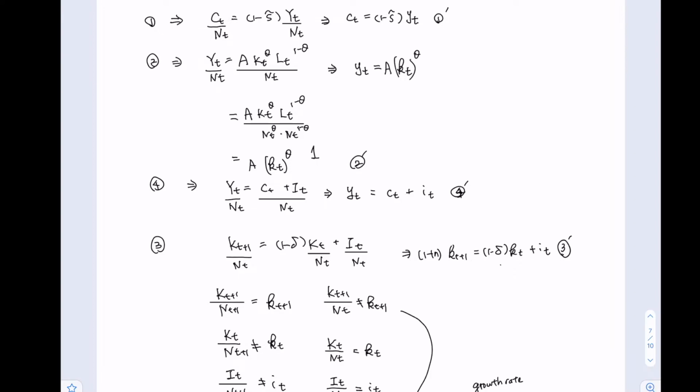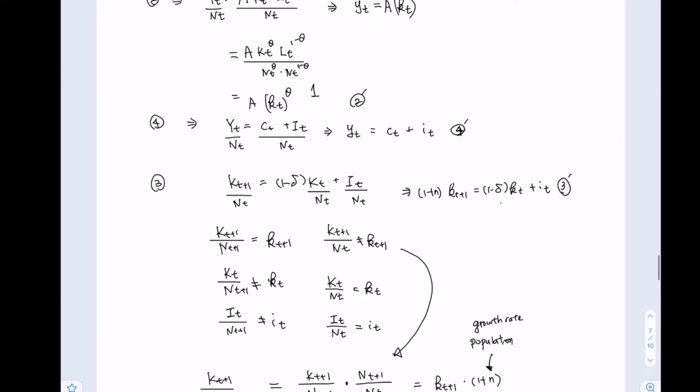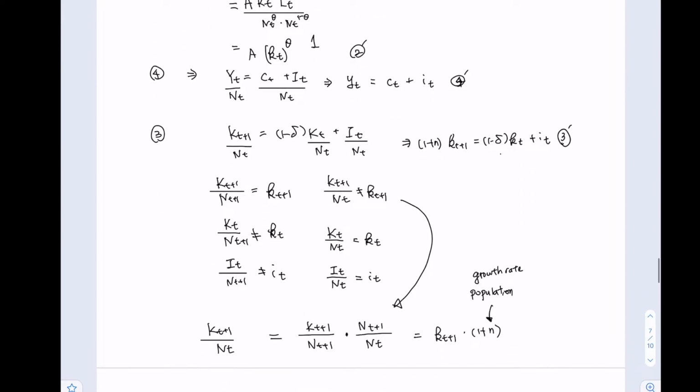For the second equation, we do the same thing. Again, we are going to have y_t equal A multiplied by k_t to the power of theta. Again, it is not affected by whether or not the population size changes. Now, for the first equation, again, we divide both sides of the equation by N_t. We are going to have the total output per capita equal the total consumption per capita plus the total investment per capita. Again, nothing changed.